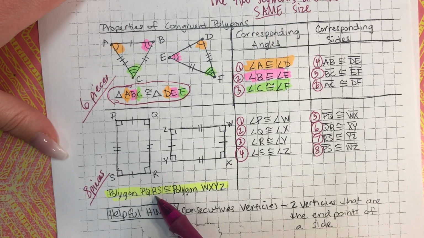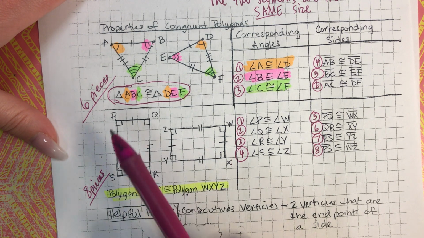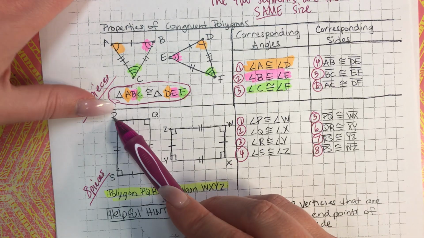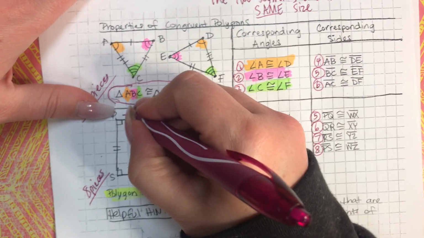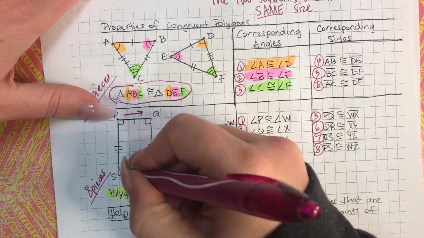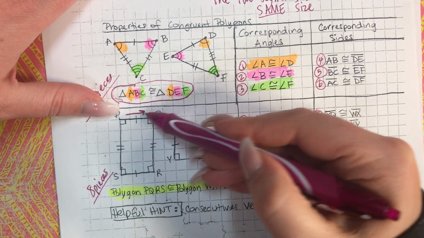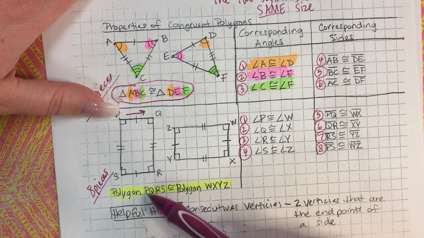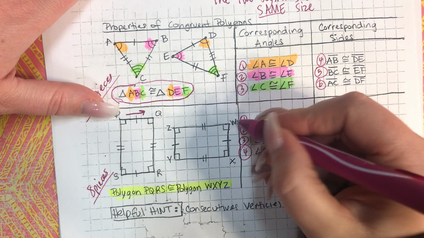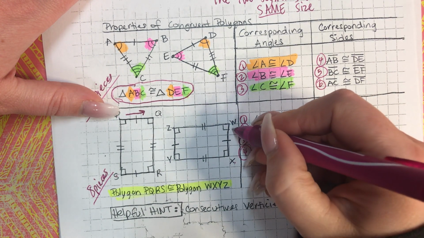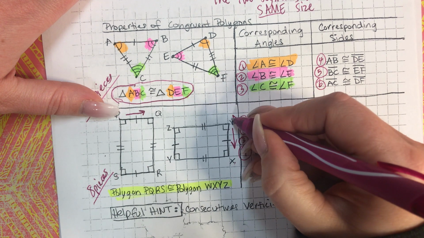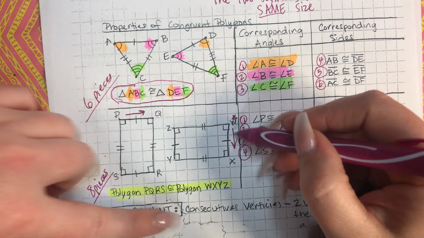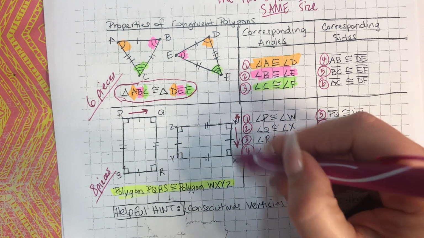The way this is written is in the order of consecutive vertices, the vertices that are right next to each other. So if we start with P, we're going this way around the quadrilateral. So it's going to be P, Q, R, S. P is the same as W, and we're starting here and going this way. So it's W, X, Y, and Z. You have to go around the figure.